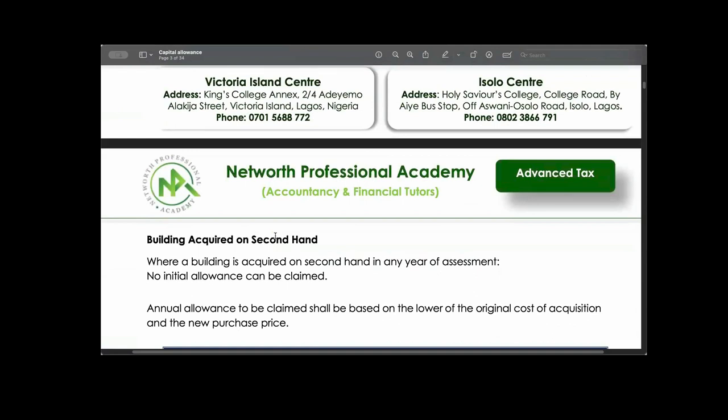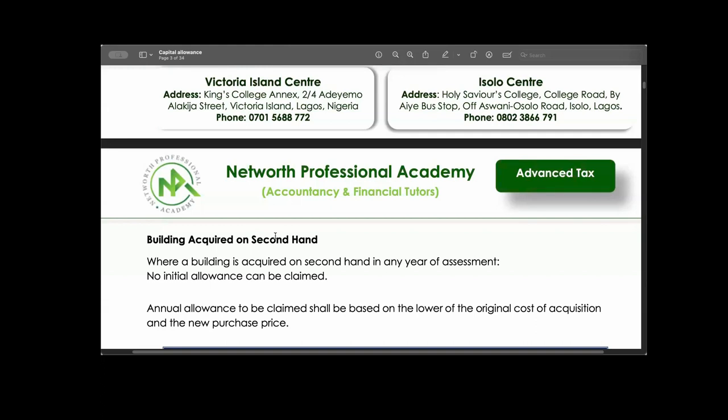According to the tax law, for any building acquired on secondhand basis, you are not going to calculate initial allowance for that asset. No initial allowance will be granted. However, the annual allowance claimed by the taxpayer shall be based on the lower of the original cost of the acquisition of the asset and the new purchase price. So this is what we are saying. If a building cost us 10 million 10 years ago, and now it's costing us 15 million, the annual allowance of the asset shall be based on the lower of the original cost of acquisition and the new purchase price.